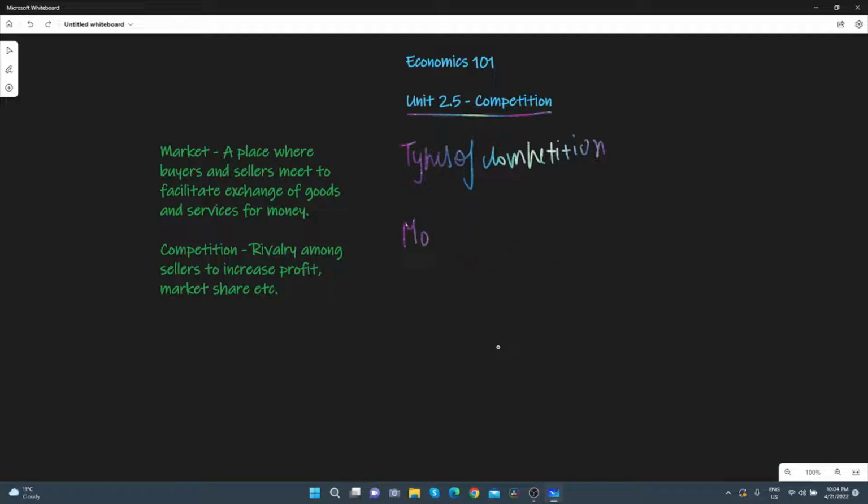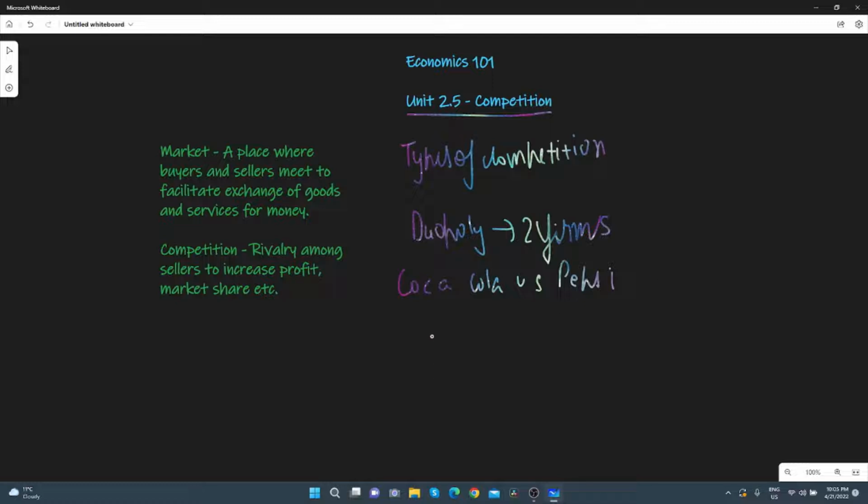Then sometimes you can have duopoly. What a duopoly is, is when two firms dominate. An example can be Coca-Cola versus Pepsi in terms of carbonated drinks. Yeah, this is a very famous one.